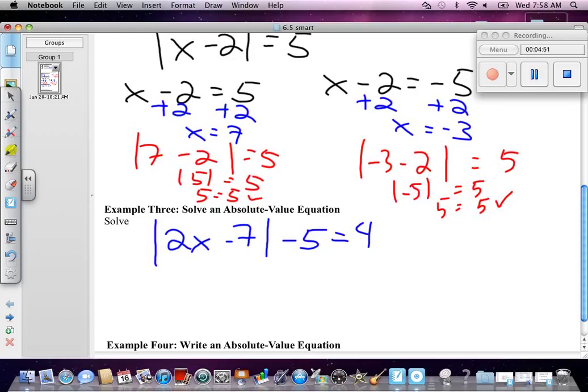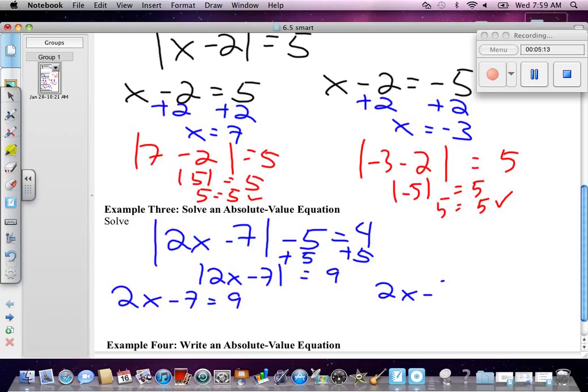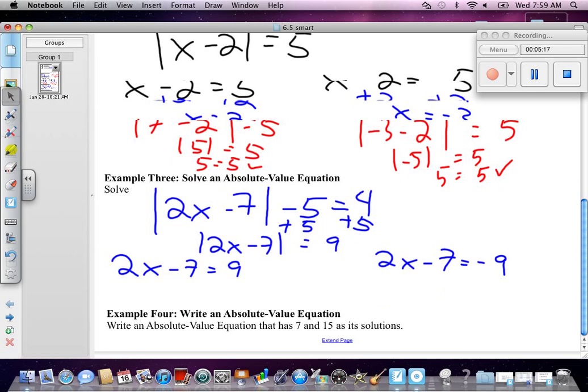Okay? So since it's not in between these, first we add 5 to both sides. Then we have the absolute value of 2x minus 7 equals 9. Now this is where we separate it, because there are two possible answers to this equation: 9 or negative 9. So we can have 2x minus 7 equals 9 or 2x minus 7 equals negative 9.